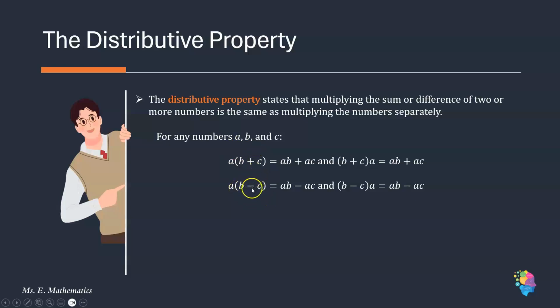Similarly, if this had been a minus, I can still multiply the A times B and then subtract A times C. The same thing happens if that value is at the end of the expression instead of the beginning. I can distribute this A to multiply B and C, and we get A times B plus A times C. And the same thing will happen with subtractions. So A times B minus A times C. Let's do some examples so that we can better understand this property.